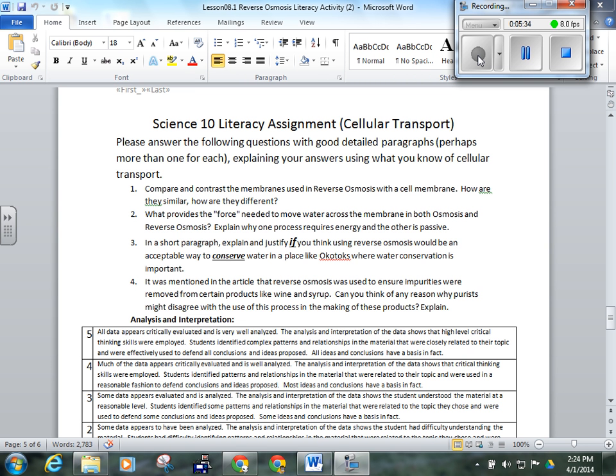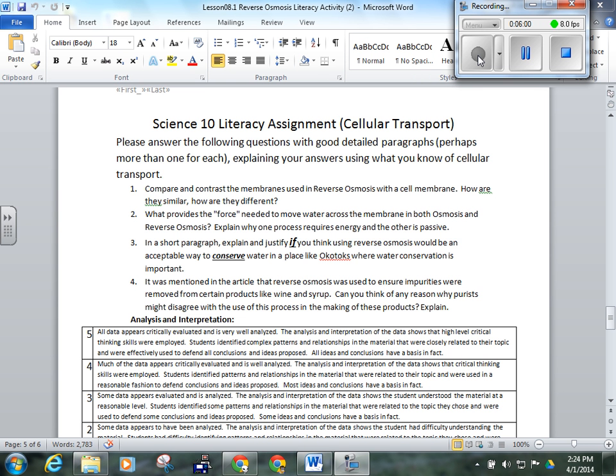And number 4, it was mentioned in the article that reverse osmosis was used to ensure impurities were removed from certain products like wine and syrup. So there's going to be a paragraph in there that you'll want to watch for that talks about that. Can you think of any reason why purists might disagree with the use of this process in the making of these products?